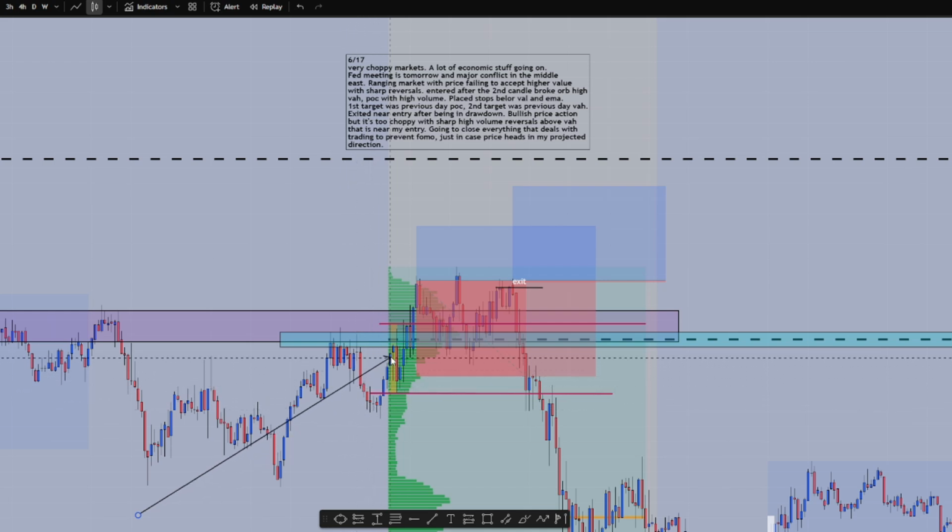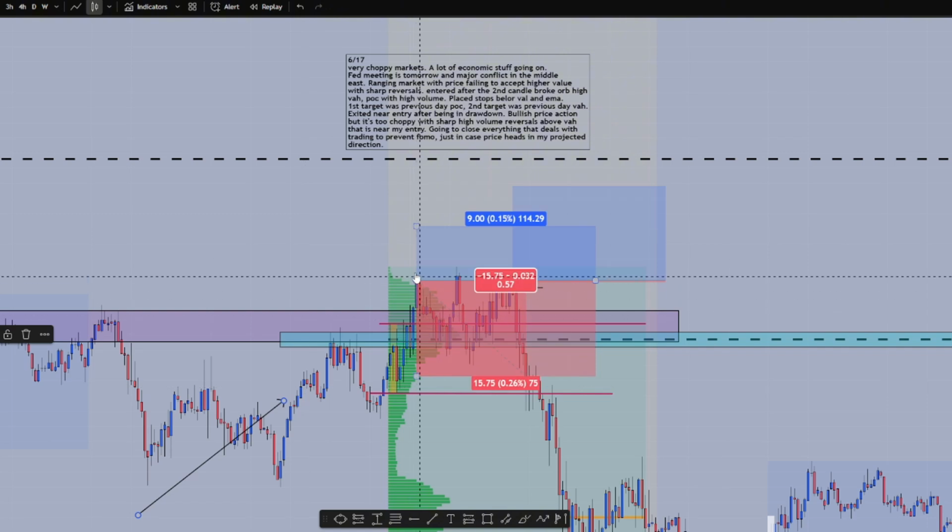So what happened was it actually was a clean break. If you can see this candle here, you probably can't because I have too much going on. So let me try to move this out of the way.